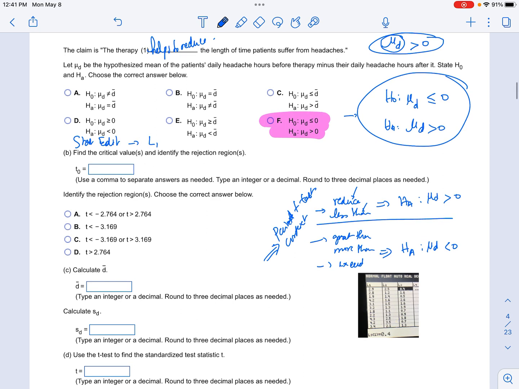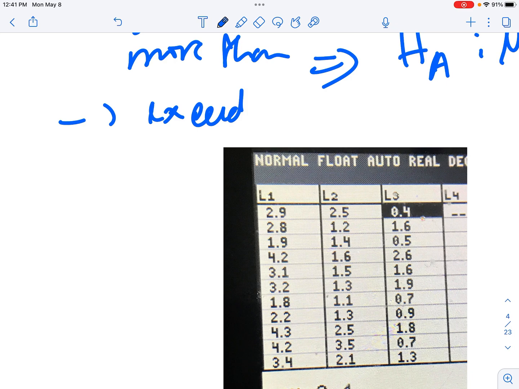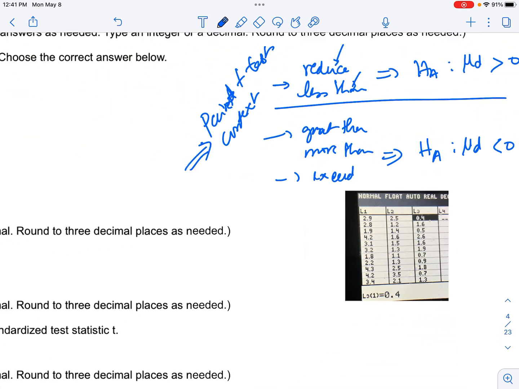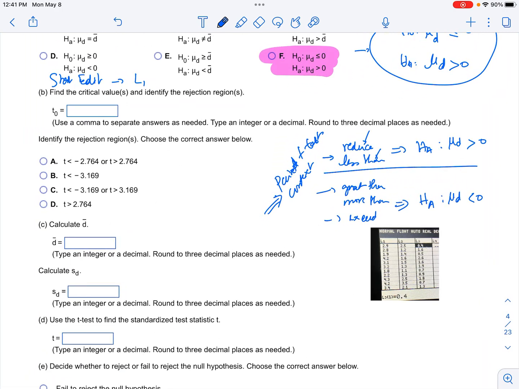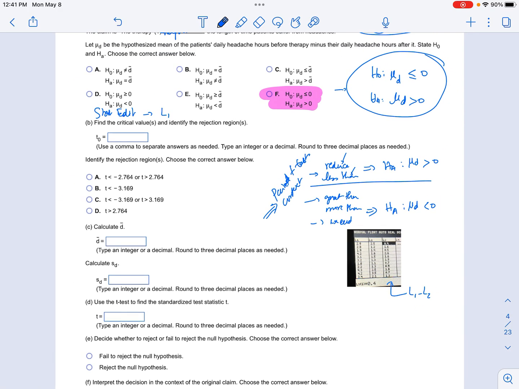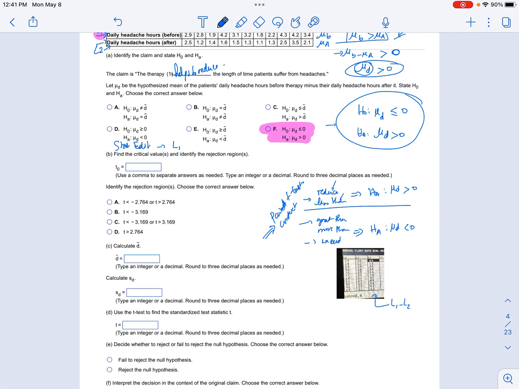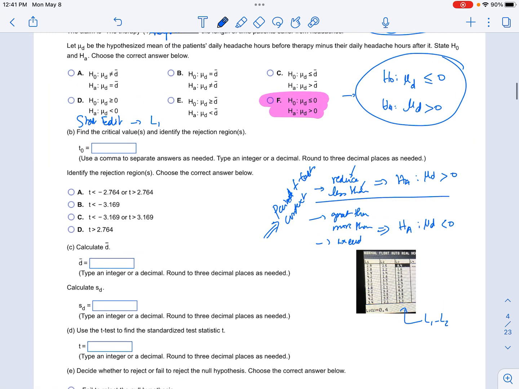Go back till we get on the same page. That's the data we want to use. Enter the data, and then L3 should be L1 minus L2. So L3 should be L1 minus L2. That's L3. Now, is this a left tail or right tail test? This is a right tail test.